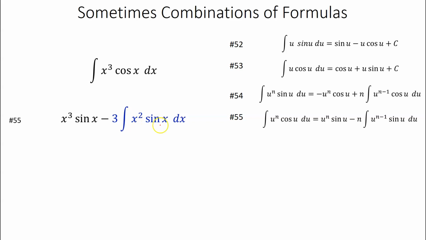But to do this part that I colored in blue this time, I have to use this rule, number 54, because I still have an x squared. I have a u to the n, so it's a variable to some power. These are to the firsts. I can't jump to those yet. But do notice this: it got notched down from a third to a second because we were subtracting 1 from the power. And that's going to happen again now.